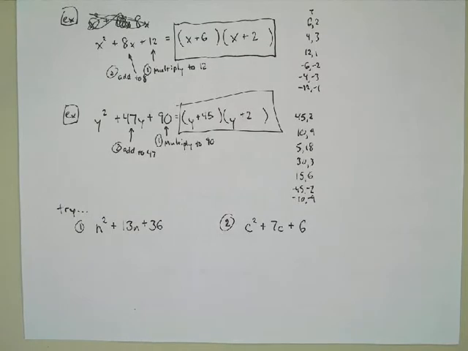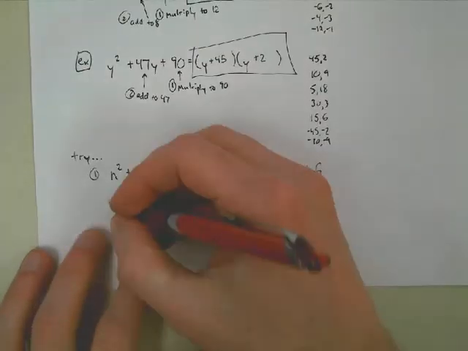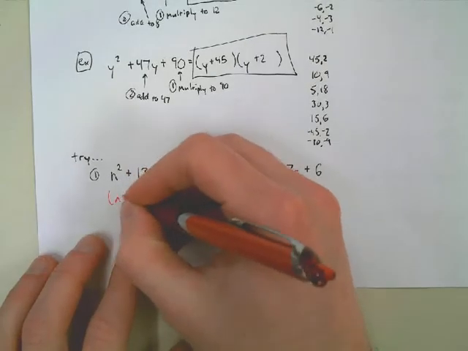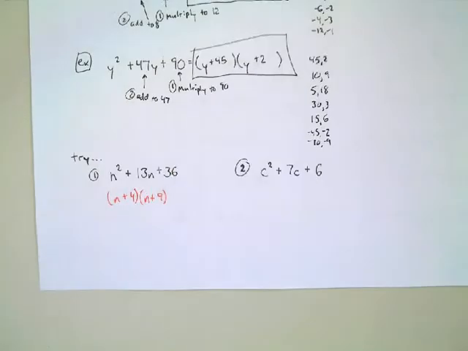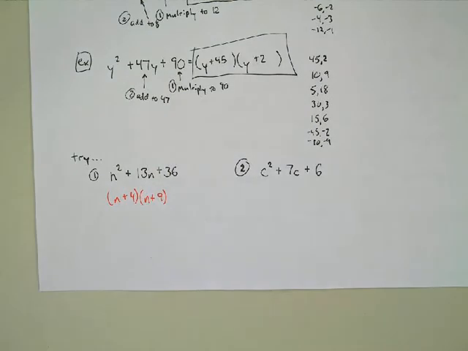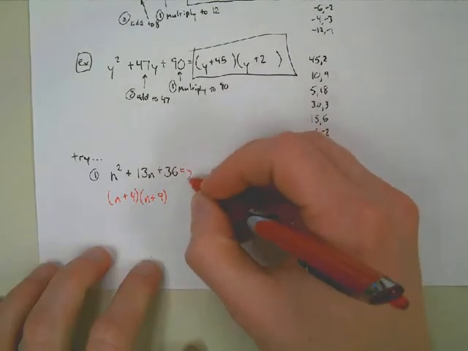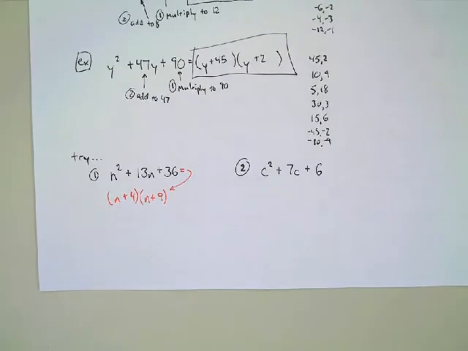All right, Alicia, you have an answer for us for number one? Okay, be careful, it's n's, but that's exactly right. N plus 4, n plus 9. Those are your answers there. Again, this thing is equal to those two things being multiplied together. I should put an equal sign there. It didn't quite fit. Okay, very good, Alicia.